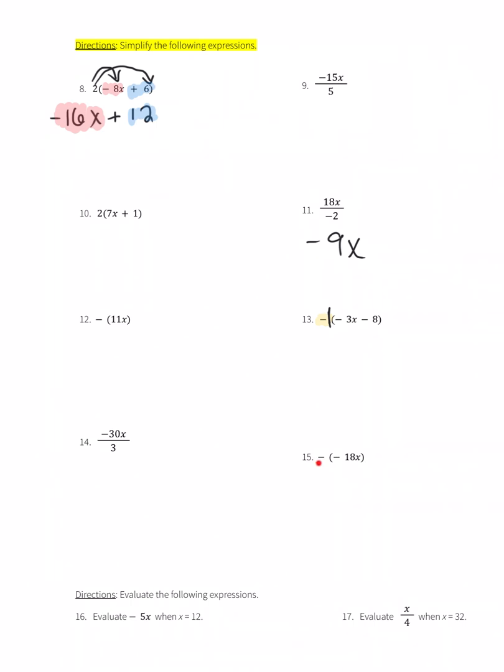We have a negative number outside of that parentheses. So we can look at this as -1 times negative 18x. Well, remember, a negative times a negative equals a positive. So -1 times -18 is equal to positive 18x. Okay, try the rest of these on your own.